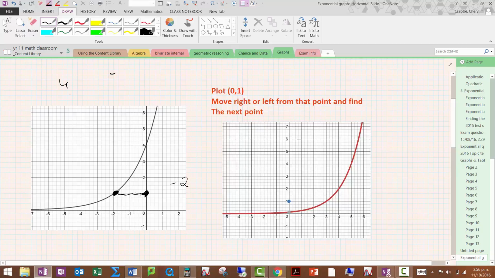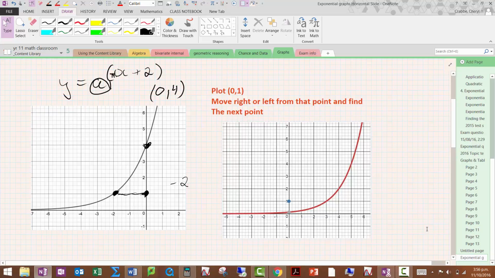So when we write it, we want y is equal to a to the x. And it's always opposite, so if it's -2, it's going to be +2. X plus 2. And then you can find a, because if you know a point, 0 and 4, you can just stuff that in for y and x, and you can find your a. All right? So always plot your 0, 1.